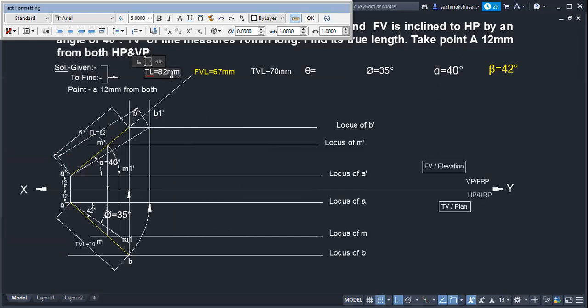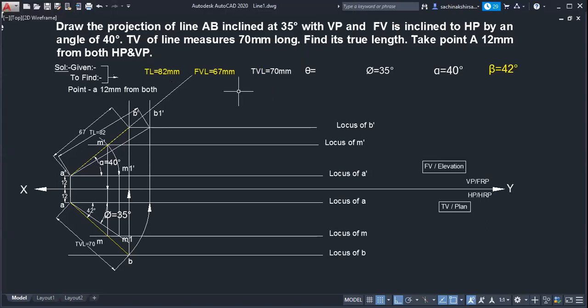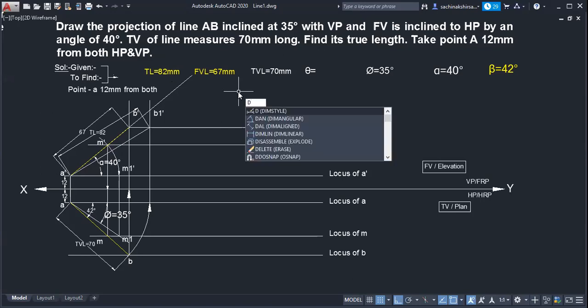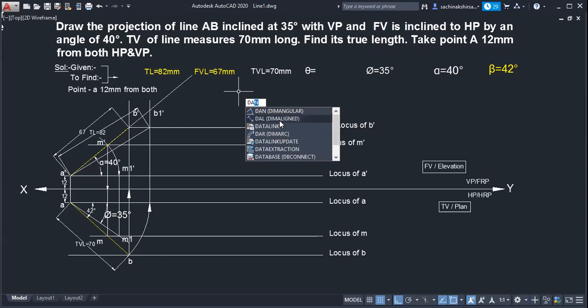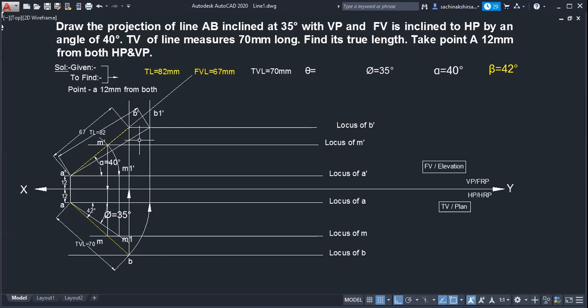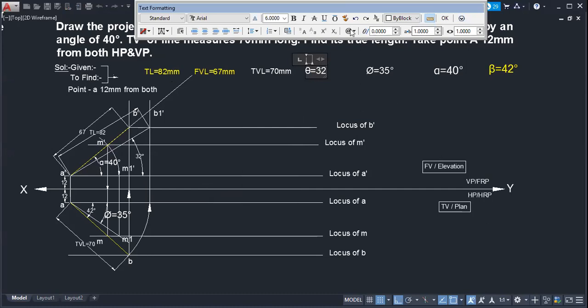So just check your accuracy again, how accurately you are drawing. So 82. Now find theta. 32, 31, 30. 32 is the correct answer.